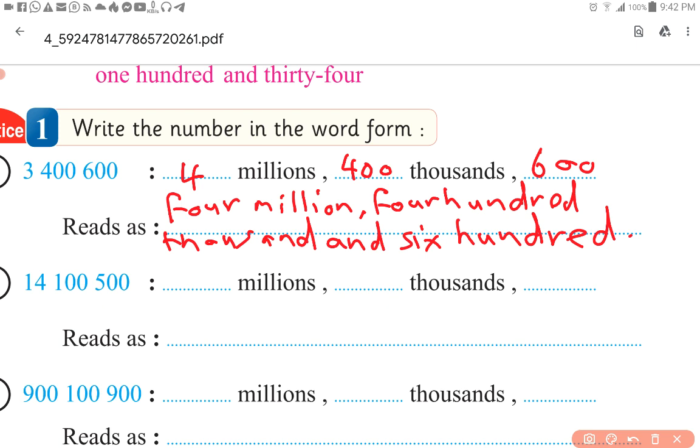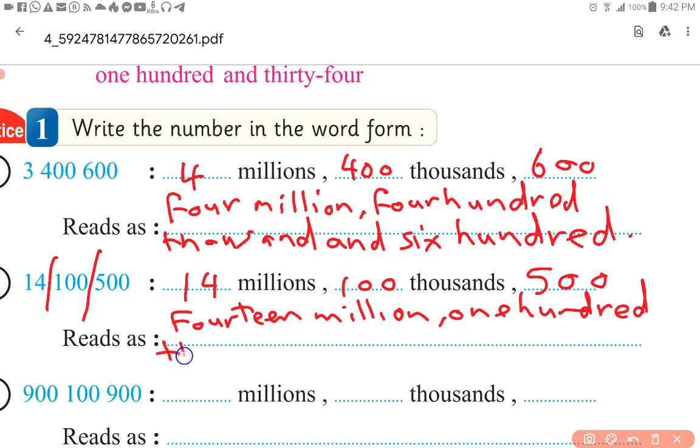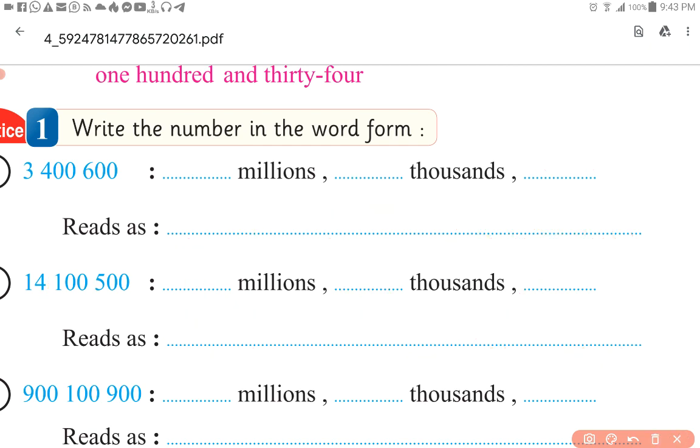طيب نروح للي بعد منه، نقرأ العدد مع بعض. at first to read the number separate each 3 digits. yes, start from right. then the number would be 14,100,500. يبقى 14,100,000 then 500. write it 14 million 100,000 and 500. Is this okay? The next one.